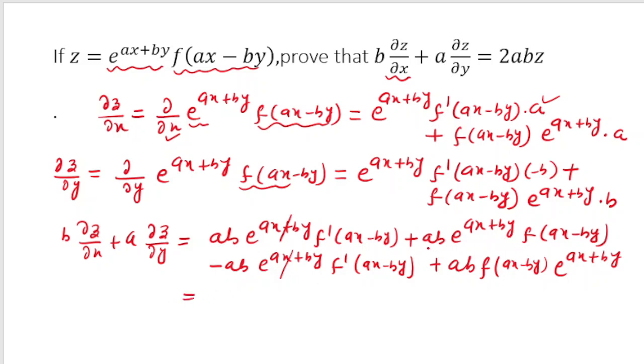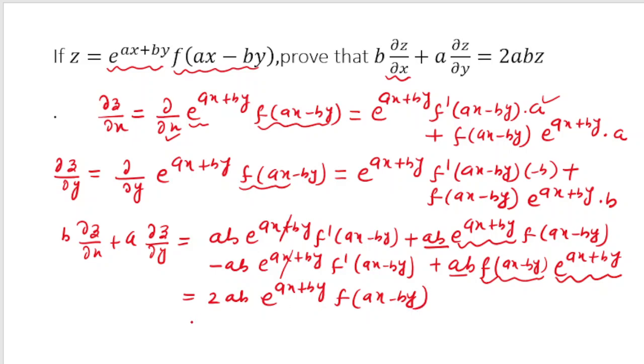So what am I getting? I am getting this term. So ab and ab, 2ab, right? And other terms are same. You can see e to the power ax plus by, e to the power ax plus by, and f of ax minus by. So I write e to the power ax plus by and f of ax minus by. So did you realize what I got? This whole thing is z, so I got 2abz, and that is why we can write here that we have proved the result.